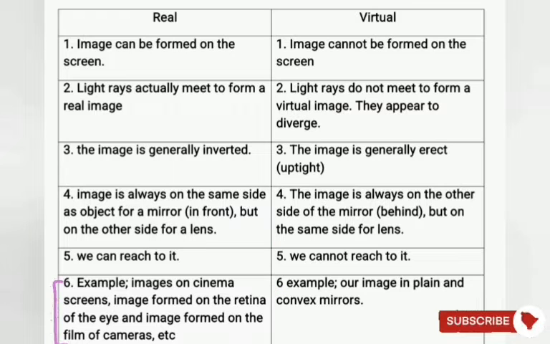Then we look at examples of real images. Examples include images formed on cinema screens, images formed on the retina of the eye, and the images formed on the films of cameras. For a virtual image, examples are the images you see in a plane mirror and convex mirror. In fact, a man standing in front of a plane mirror sees the image of himself inside that mirror. That image that he sees is a virtual image.